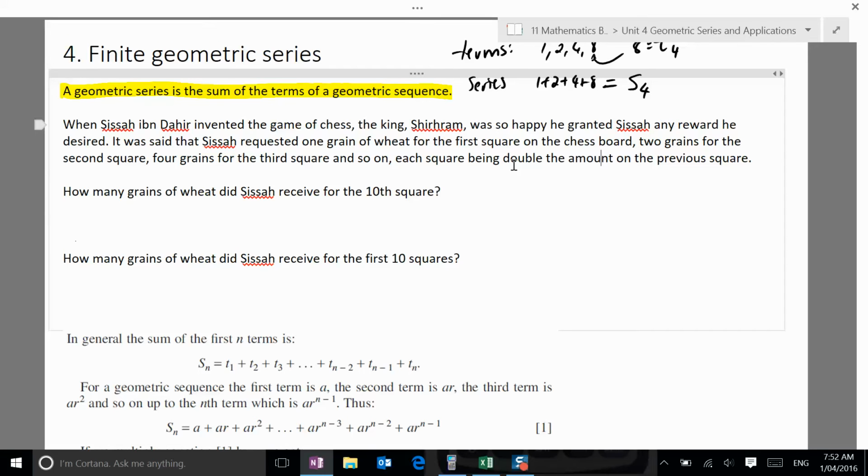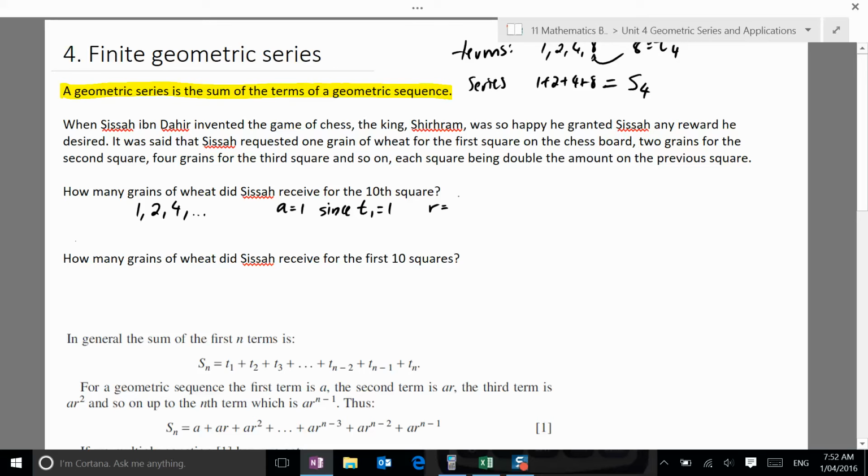How many grains of wheat would Sissa receive for the 10th square? We're all professionals at geometric sequences by now. Without having to do too much working, let's just write down our sequence so far: 1, 2, 4, etc. How many does he receive for the 10th square? Well, I know that a equals 1, since T1 is 1.